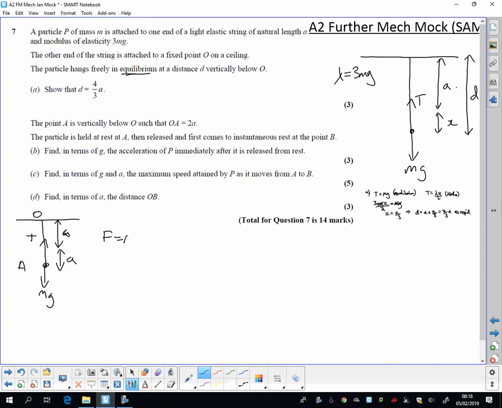This time there's acceleration, so force is mass times acceleration. We're going to have the tension, take away the weight, because it's going to move upwards as it's now been stretched, equals mass times acceleration. So tension, again using Hooke's law, is lambda, extension A, natural length A, minus the weight is ma. Do a little bit of cancelling, and you can get that the acceleration is 2g.